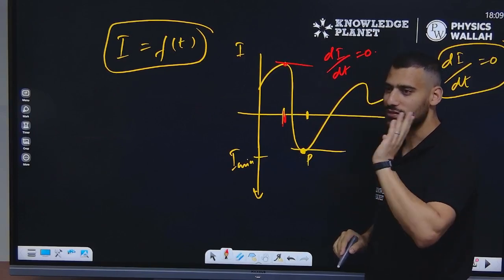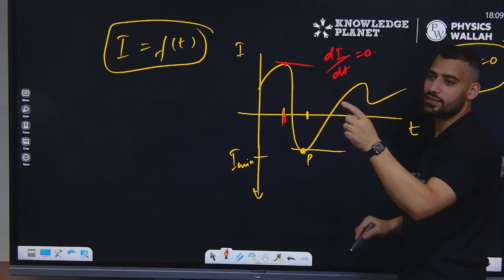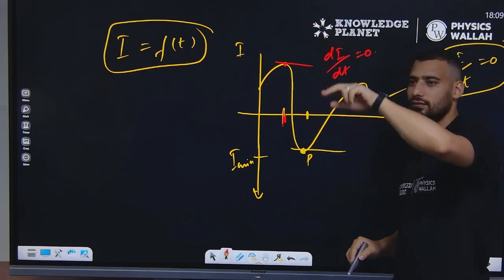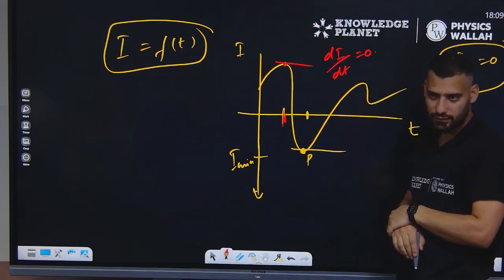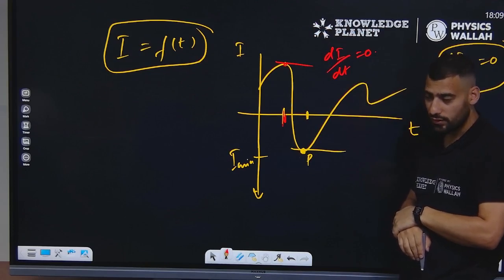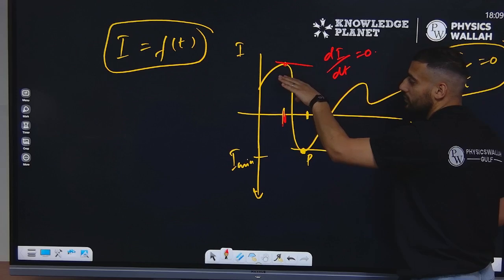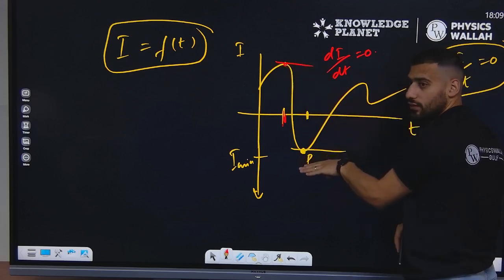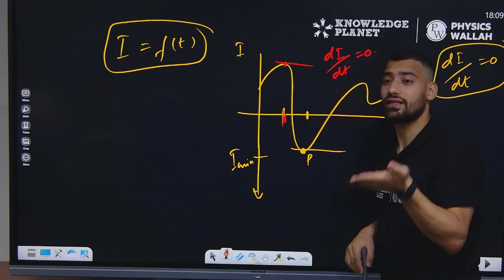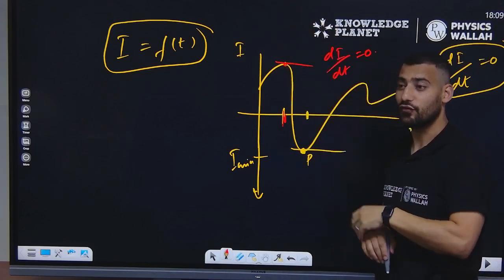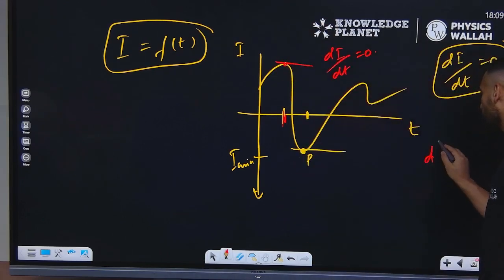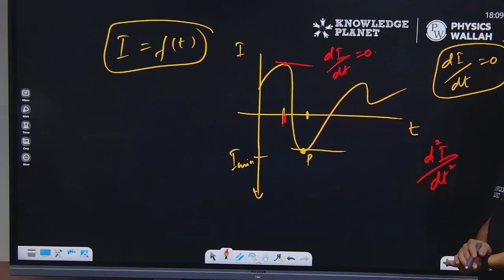Now the problem is, slope is 0 at 2 points, minima as well as maxima. Correct? Slope is 0 here, slope is 0 here, right? So how do we know whether it is minima or maxima? For that, go for the double derivative of current. If it is positive, then it is minimum.